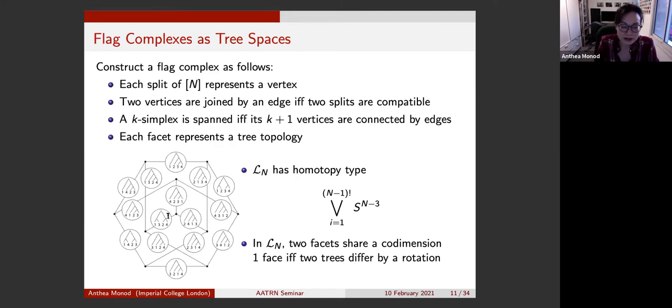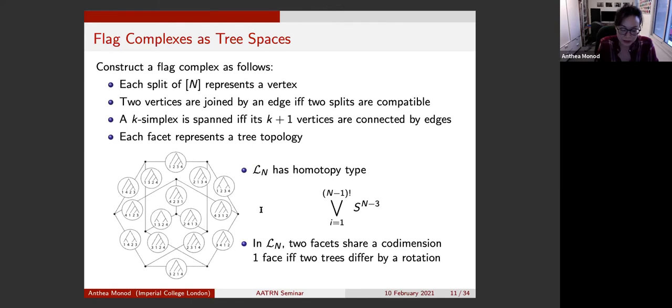Here's an example. For the space of trees with four leaves, this Petersen graph here is the flag complex for the space of phylogenetic trees with four leaves. I'll talk a bit more about this later on, but it turns out that this flag complex is precisely the link of the origin. And we note that from this combinatorial construction, we can see that the link of the origin has the homotopy type of (n minus one) factorial spheres of dimension n minus three, and that two faces share a codimension one face if and only if the trees differ by a rotation.